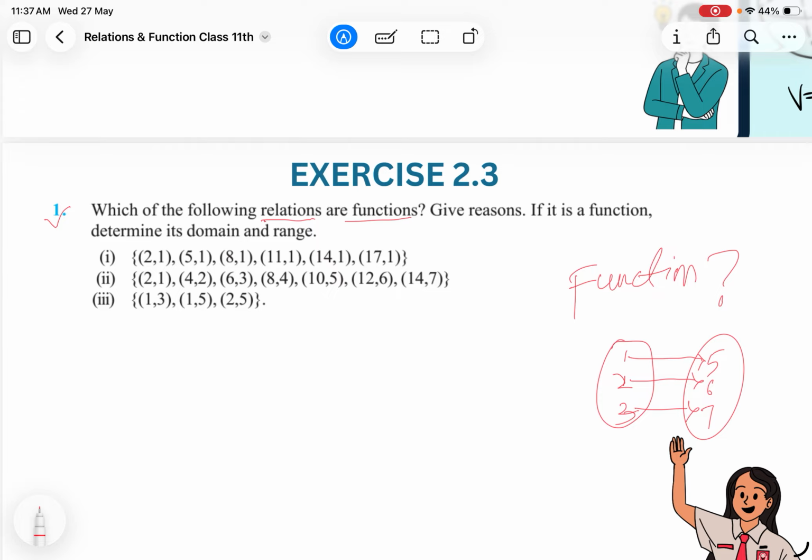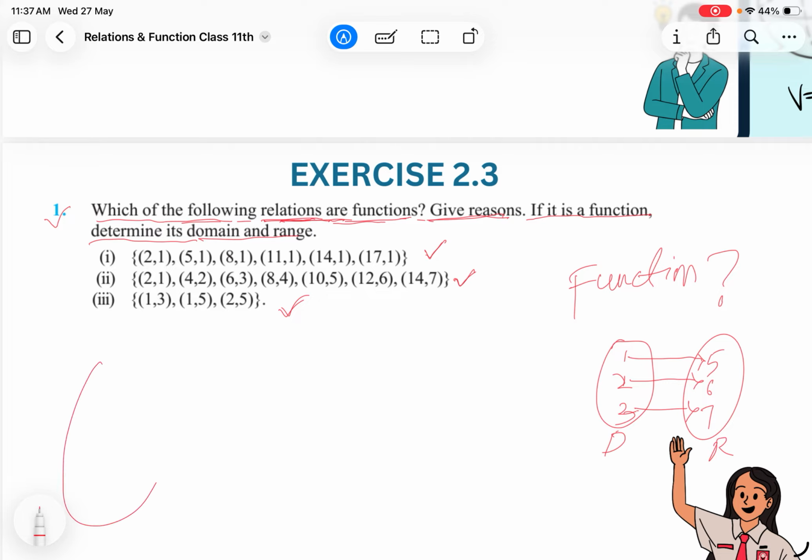So the following relations, here it's saying, are they all functions? Give reason. Sorry, we have to find whether this is a function or not. If yes, give reason. If it is a function, determine its domain and range. So this is called the domain and this is the range.